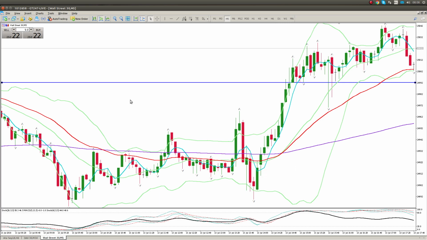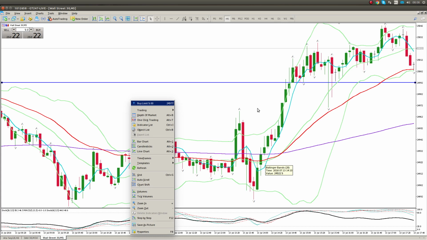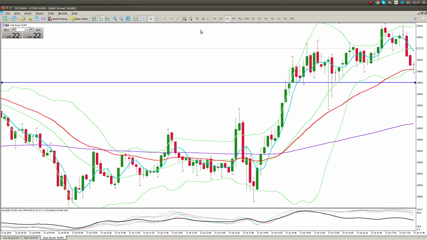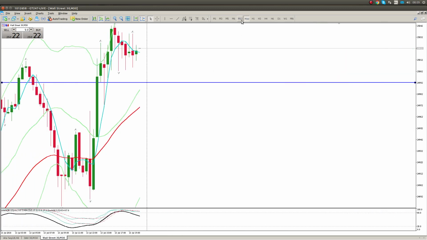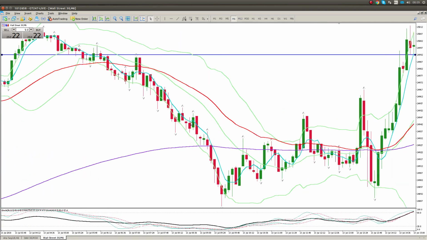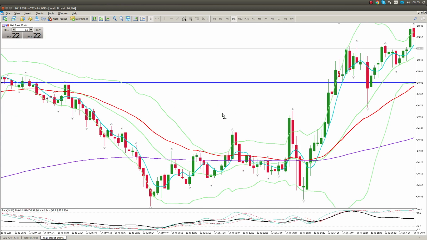Okay, now you can use any number of moving averages that you feel is necessary to your trading style, and you'll find that different time frames or different moving averages will work differently for you on different time frames.